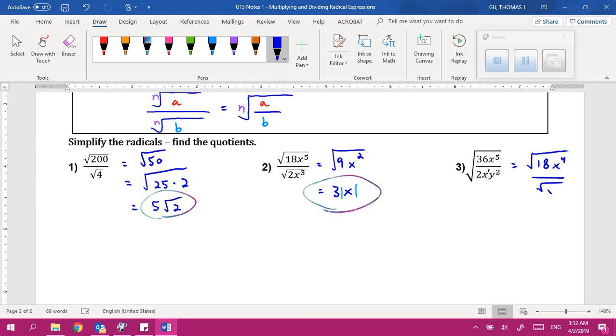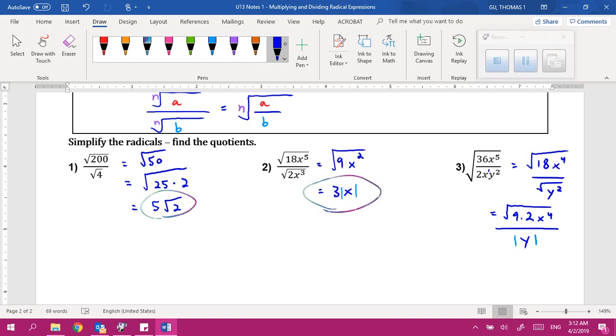Okay, so let's try to simplify a little bit. So on the top, what makes up 18? 9 times 2, and then x to the 4th. On the bottom, what's the square root of y squared? That's just y. However, remember we need to put absolute value bars around this because we started with an even index, and this is an odd exponent on the y.